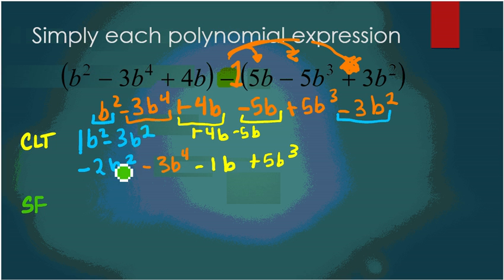Now, to finish the problem, we have to put it in standard form. To put it in standard form, start with the highest exponent, which is 4. So that's negative 3b to the fourth. Next one after that is a 3, so 5b cubed, so plus 5b cubed. After that, we have the next after 3 is 2, so negative 2b squared. And then finally, leaving me with minus 1b. And there it is in standard form.